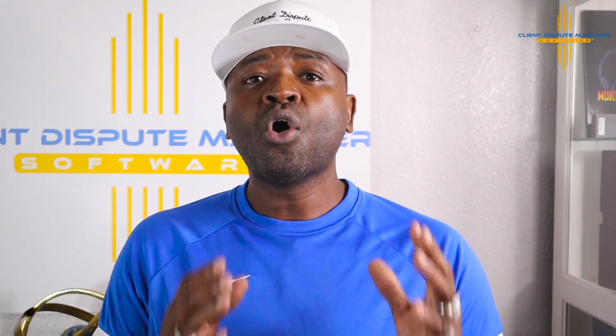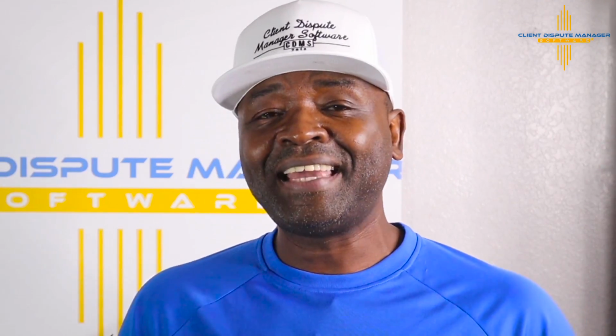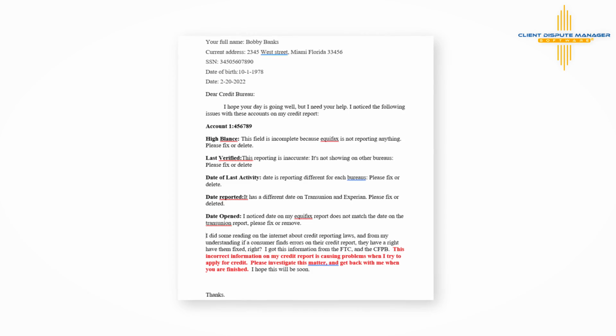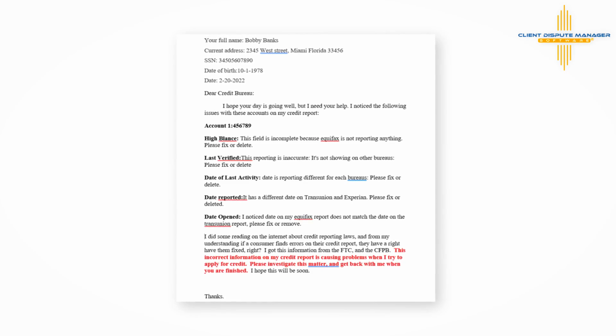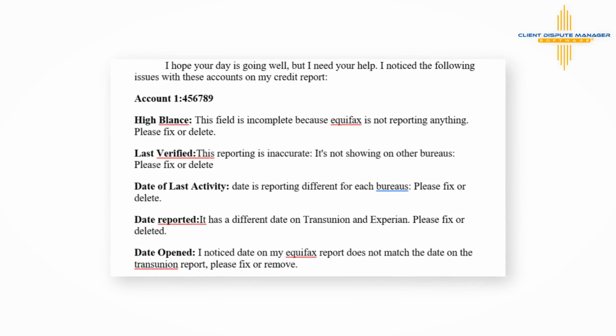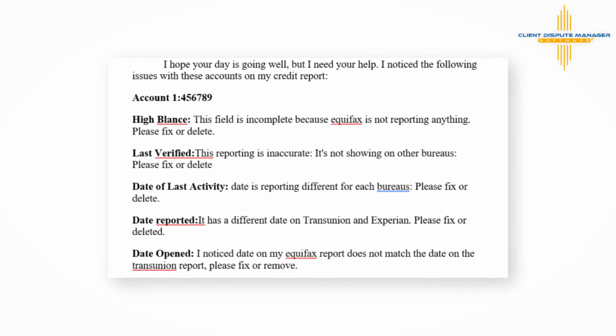In letter 1, you're just telling the credit bureau, hey, look, I looked at my credit report and I found some inaccurate information on it, and I want you guys to investigate this information. As you can see in letter 1, I've detailed exactly what you should say to the credit bureaus. I even put all of the inaccurate information right there in the middle of the letter.